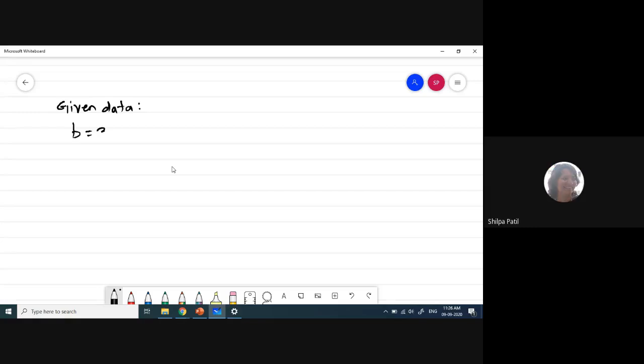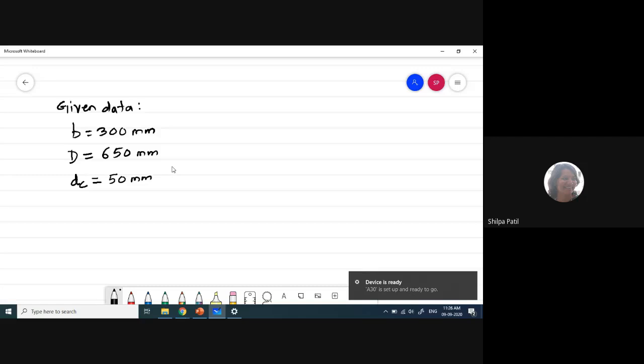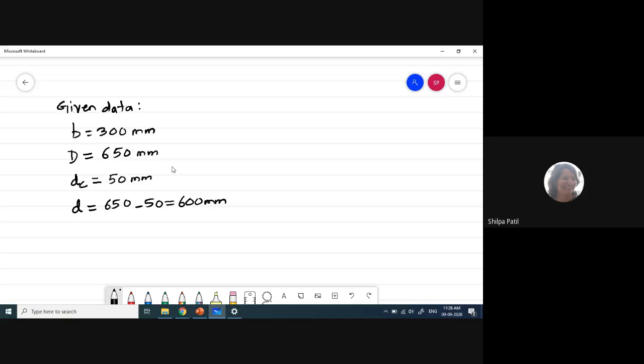300 mm. Then overall depth is given. Value is 650 mm. The effective cover is also given, so we denote it as dc, the depth of the cover, which is 50 mm. Correct? 50 value. Yes, ma'am. And then effective depth we can calculate. That is the overall depth 650 minus effective cover. So we are getting the effective depth as 600 mm.